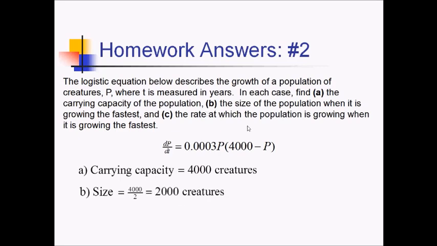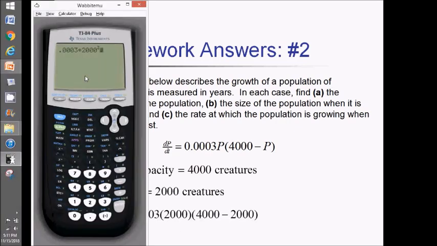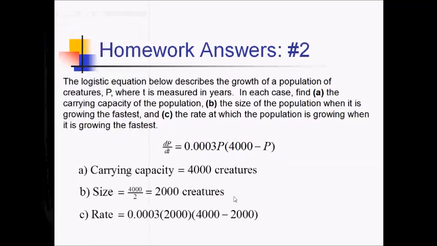And to find the rate at which our population is growing when it's growing the fastest, we just have to plug the population where it's growing the fastest, 2,000, into our differential equation to get the rate of change. So plugging in 2,000 for P, I'm going to have to use the calculator for this. And the way these things work out, I'm essentially doing 0.0003 times 2,000 squared. So that'll be 1,200, and that'll be creatures per year.